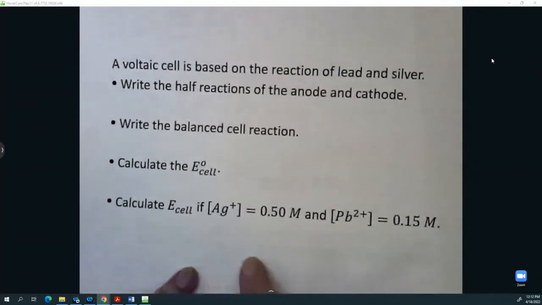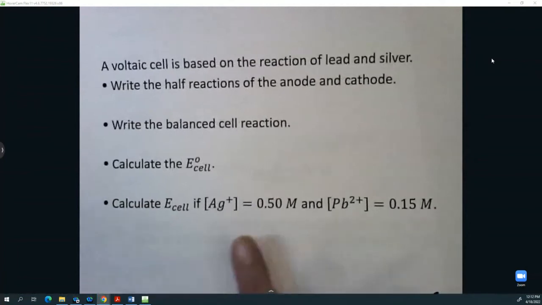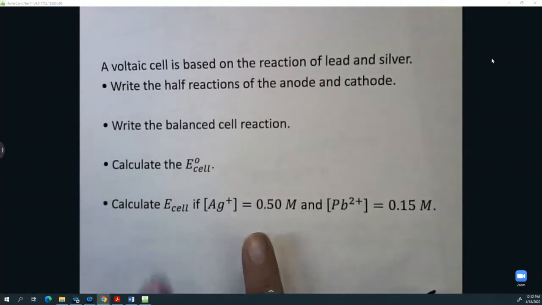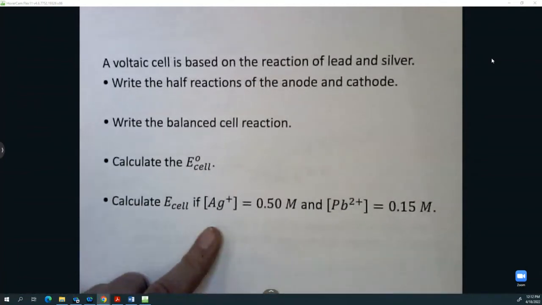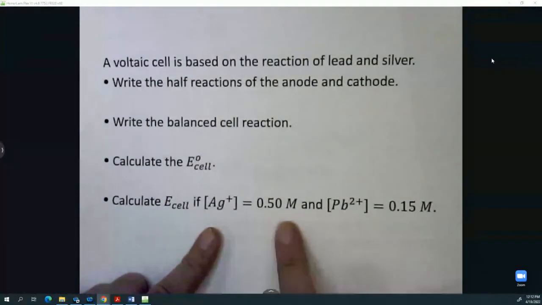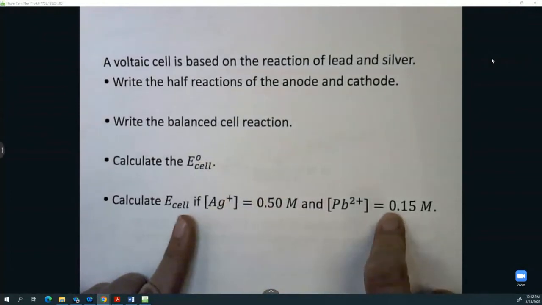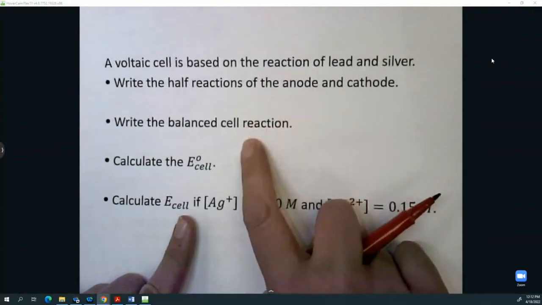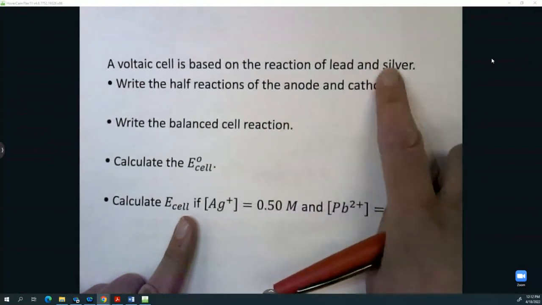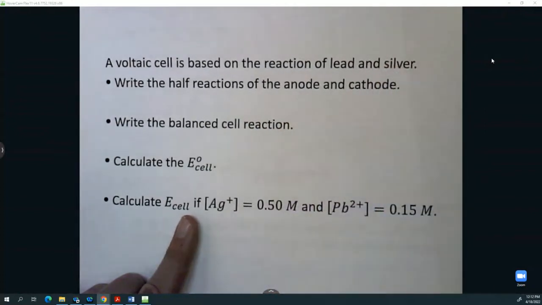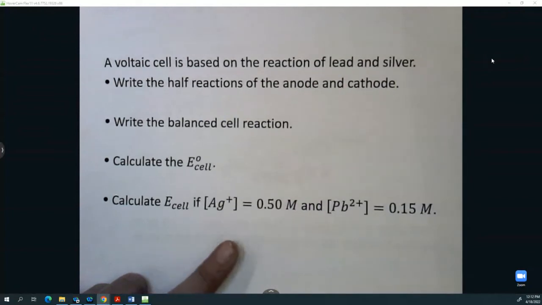Again, these were ones that were on my slideshow that I did in class last Thursday, but we didn't have enough time, so I'm doing them now. This one is kind of like the one we did in the practice exam. We have to get the E-cell standard, and then eventually the E-cell not standard, but they don't give me a reaction. The first thing is to write the reaction, and the only thing I know is that I have lead and silver. So how am I going to figure out what the reaction looks like?